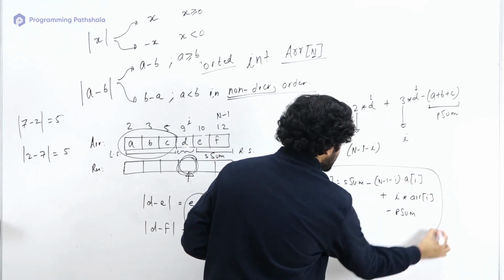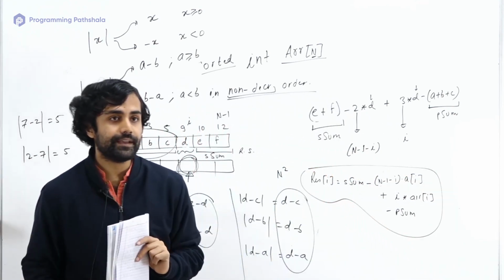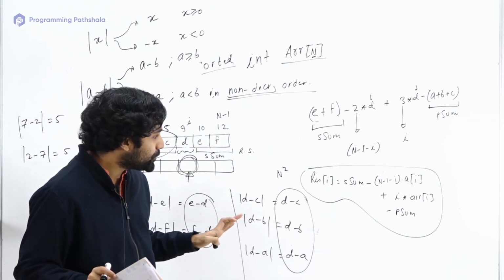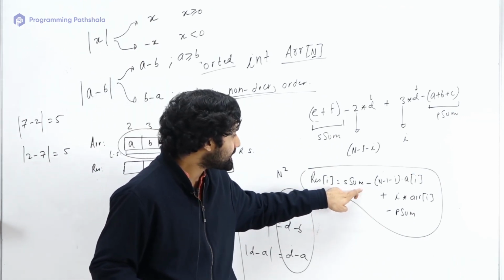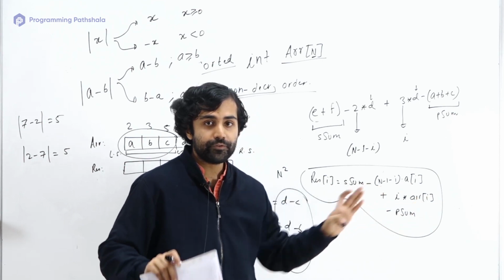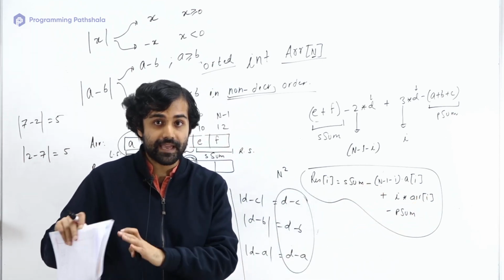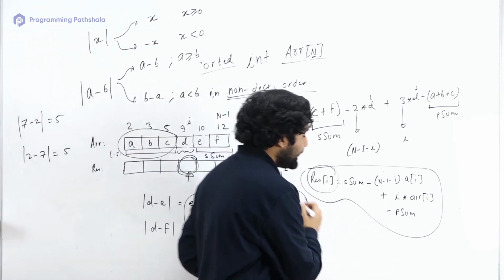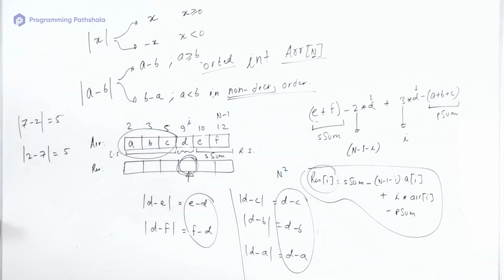So this is your generic expression for finding the result of I. You just have to know the value of suffix sum and prefix sum. If you know the values of suffix sum and prefix sum at any instant, then you can very easily detect what your result of I should be. Does that make sense? Now once you know this expression, do you feel you can solve this problem in order n? Right? It's going to be very easy, right?